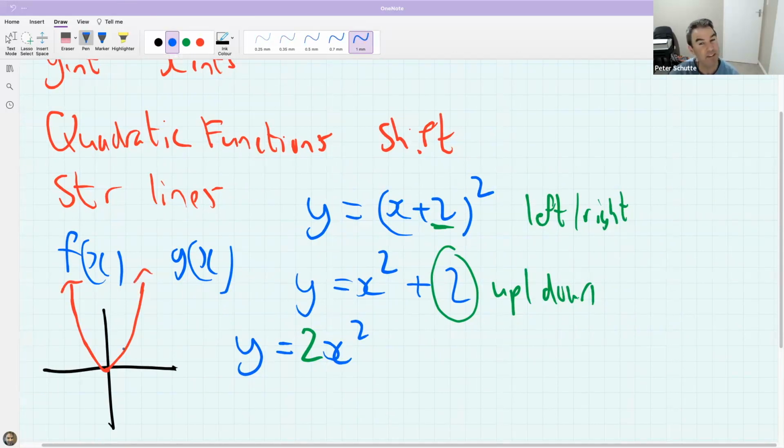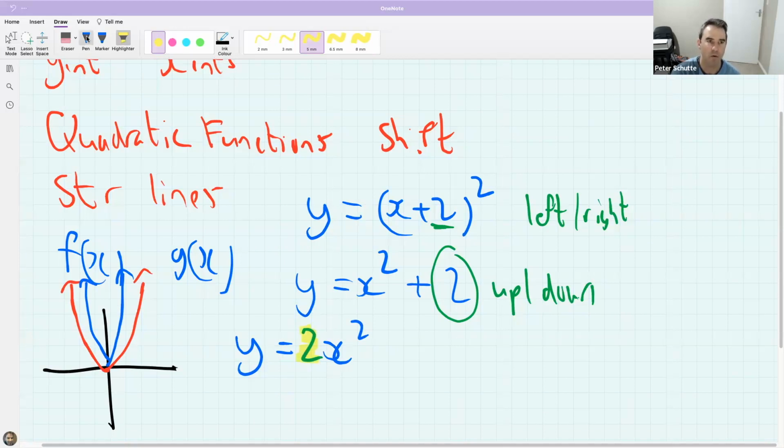Aha, it doesn't become wider. Actually, the 2 makes it steeper. So it actually makes it narrower. It goes up faster. So it doesn't move up so much as it just basically gets steeper, or narrower is another way of thinking about it. So this number in front would look like that.